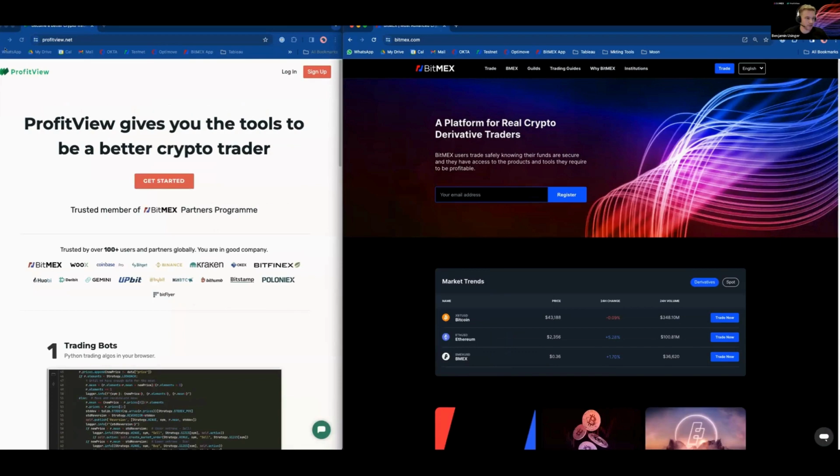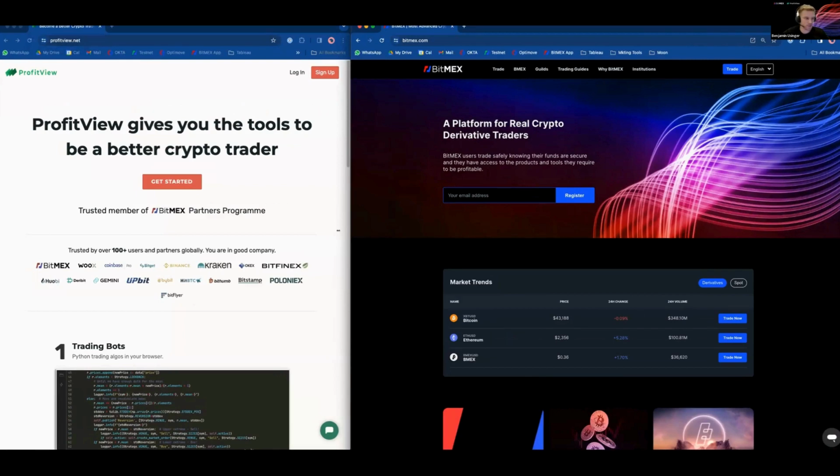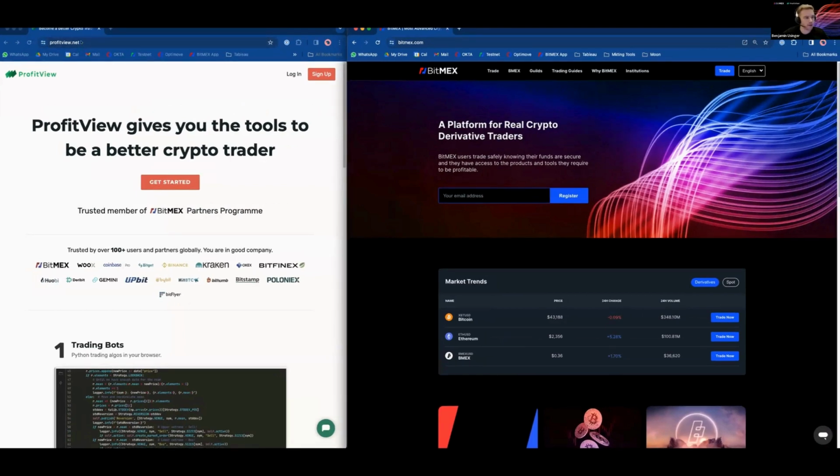On the left side is the ProfitView website, and on the right side is the BitMEX website. If you were just to go to each of their main pages, profitview.net and bitmex.com, you will have to sign up with either company, of course, because ProfitView will be helping you to run and manage your bot, and BitMEX will be the exchange trading venue where the bot executes its trades. So that's pretty straightforward. And once you have created your accounts, both with ProfitView and with BitMEX, you'll be able to connect the two, which is what we're going to do now.